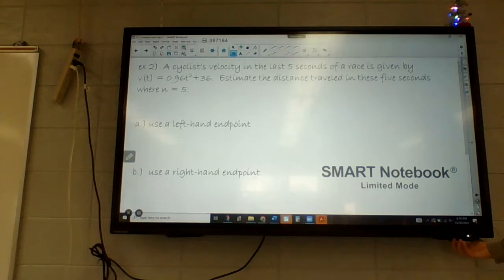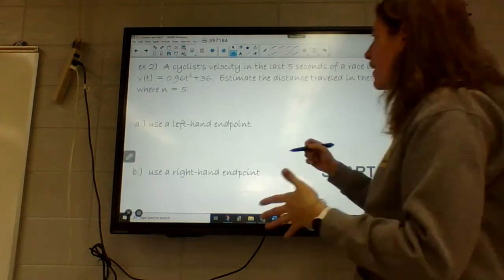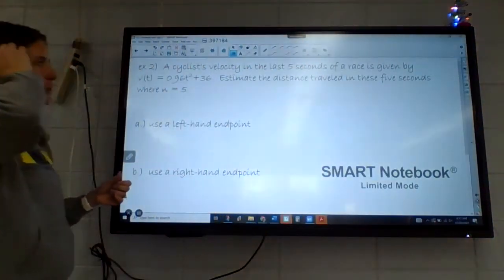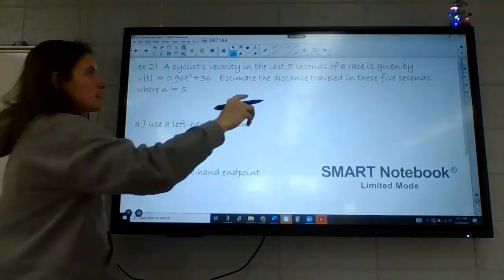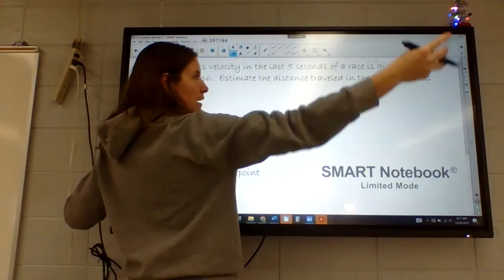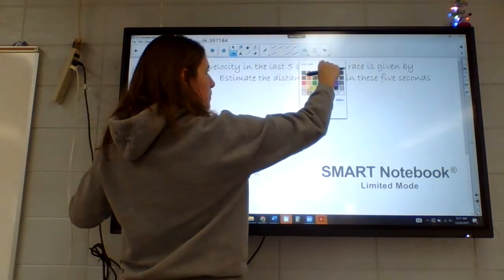So the cyclist's velocity in the last 5 seconds of a race is given by this equation. Estimate the distance traveled in these 5 seconds where n is 5. So again, same idea: the number of rectangles is going to be 5, but since it's the last 5 seconds, we're going to go from 0 to 5. Or you can go 5 back down to 0, but we're going to go 0 to 5.